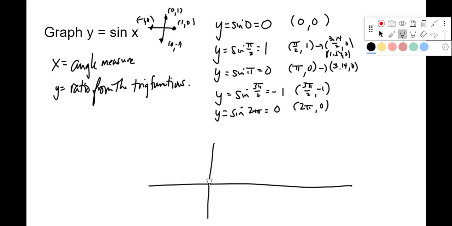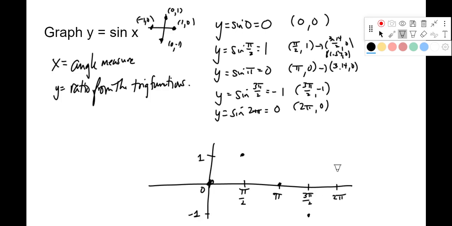So I'm going to mark my graph here at 0, and then I'm going to mark it again here at pi over 2. Remember, my angles are on the x-axis. Then we have pi. We have 3 pi over 2. And then we have 2 pi. Okay. 0, 0 is a point on my graph. And then I have pi over 2, up 1. So that's a point there. Then I have pi comma 0. So I'm just graphing these points. 3 pi over 2, negative 1.